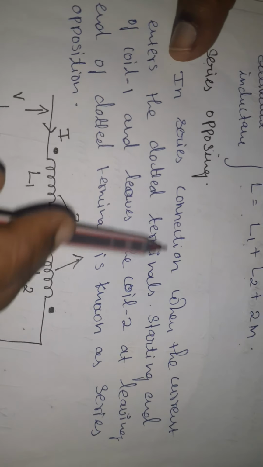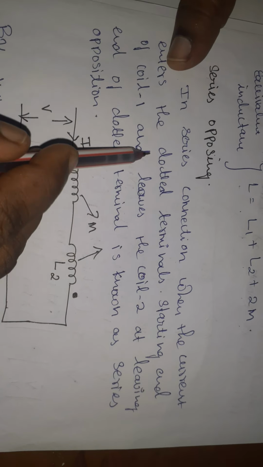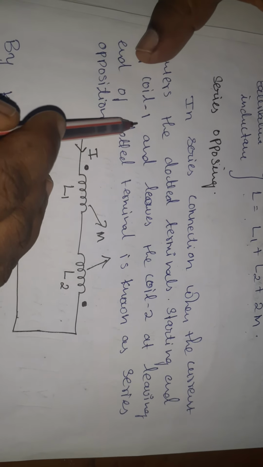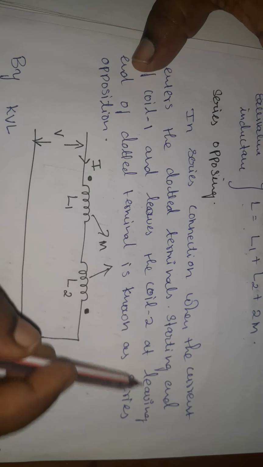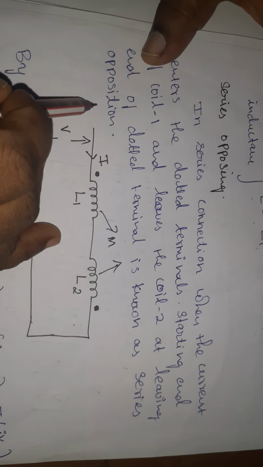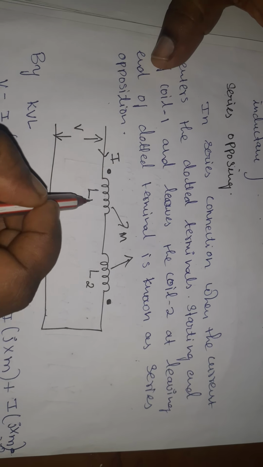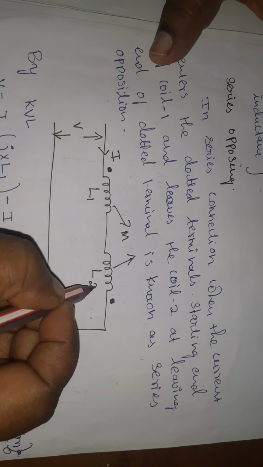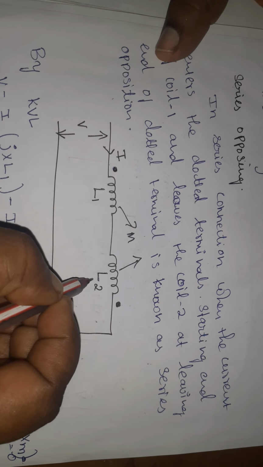Next, series opposition. Series opposing means, in series connection, when the current enters the dotted terminal at the starting end of coil 1 and leaves coil 2 at the leaving end of the dotted terminal, it is known as series opposition. Here the current entering point of coil 1 is the dotted end. Consider the second coil L2.